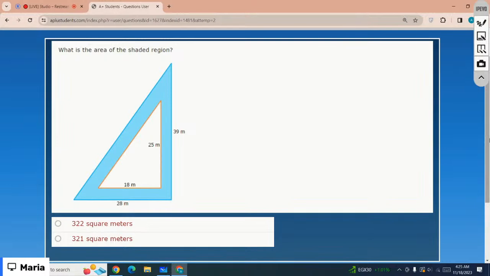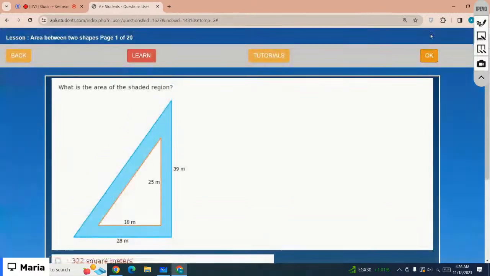Yes, the correct option is, okay, the area of the larger triangle is half times base times height, right? 13, yes, very good. The correct option is 321 square meters. Option number 2 is the correct option. I thought no one was doing it. Very good.